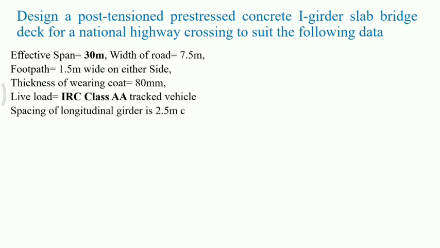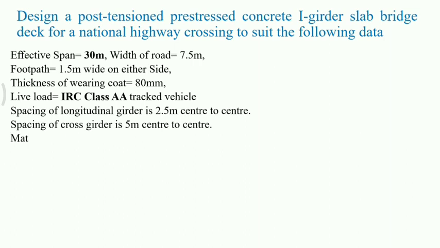Numerical is: design a post-tension pre-stressed concrete I-girder slab bridge deck for a national highway crossing to suit the following data. Effective span is 30 meter, width of the road is 7.5 meter, footpath 1.5 meter wide on either side, thickness of wearing coat is 80 mm, live load is IRC Class AA tracked vehicle. Spacing of longitudinal girder is 2.5 meter center to center. Spacing of cross girder is 5 meter center to center.